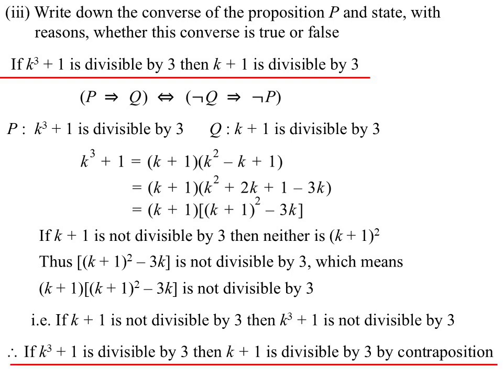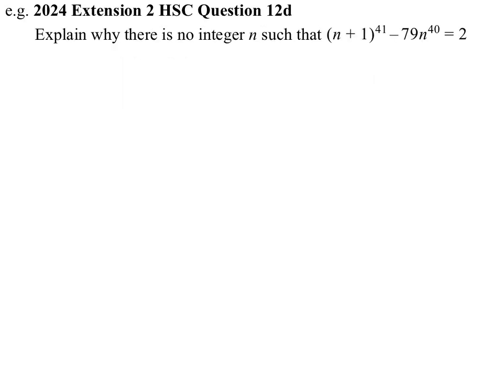And now I can use the contrapositive. I say, well, that means if k cubed plus 1 is divisible by 3, then k plus 1 is divisible by 3. So that was a nice question in that it got you to look at a couple of different ways of proving things. Alright, that brings us to last year's one.